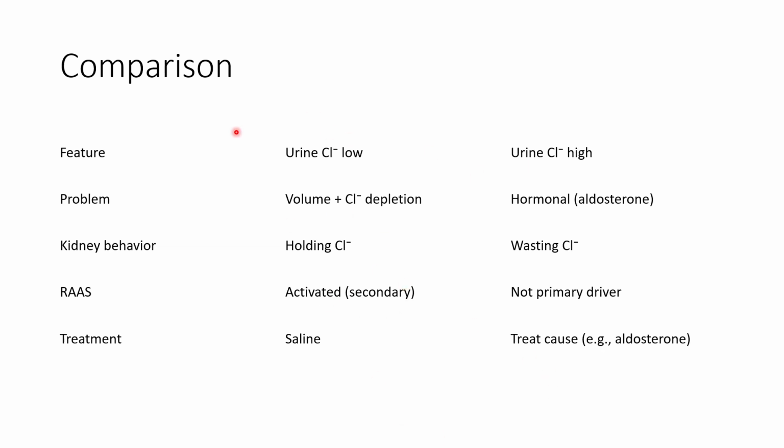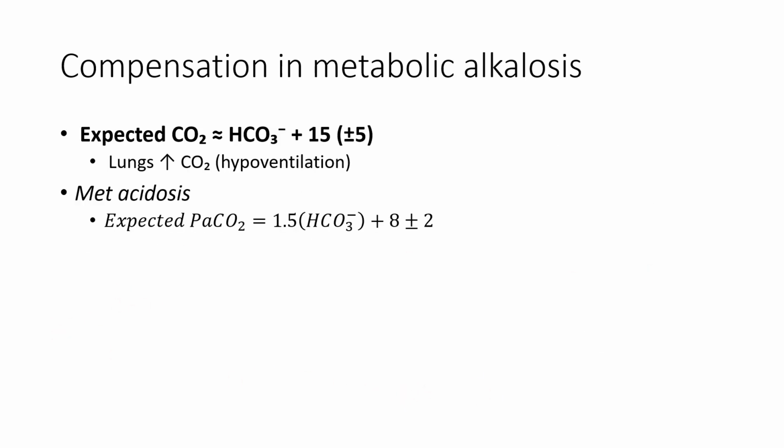So giving saline won't fix this alkalosis. In summary, if urinary chloride is low, it indicates depletion of volume and chloride, the kidney is trying to conserve chloride, and RAS is activated. You treat with saline, which gives chloride for the excretion of bicarb and stops the RAS. If urinary chloride is high, it indicates a hormonal issue, and the kidney is wasting chloride. There is no primary driver like RAS, and the treatment is treating the cause.